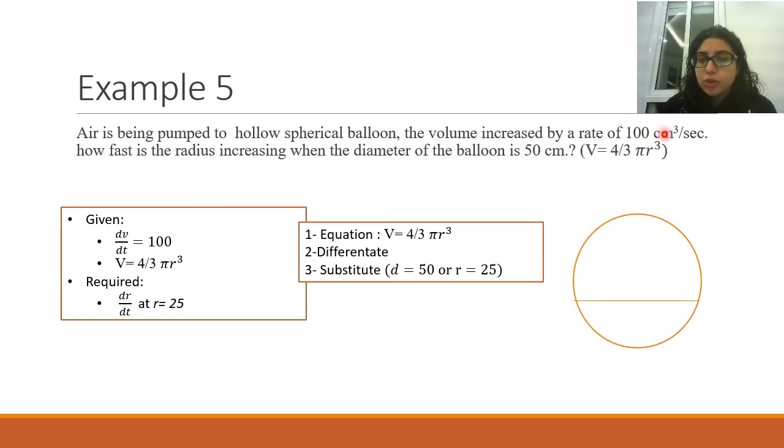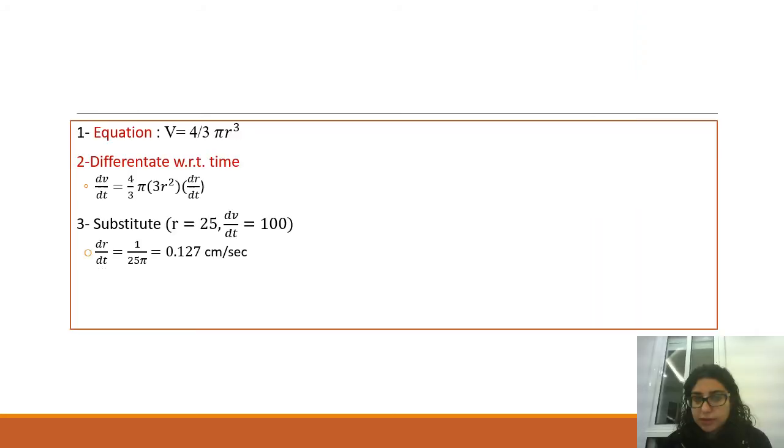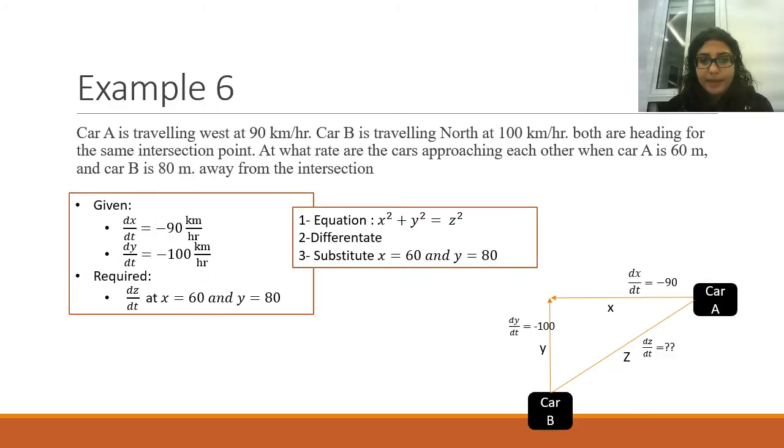And he gave us also the equation of the sphere. So I have the equation, I will differentiate it, I will substitute with the given diameter or radius. Here it is, the equation. I will differentiate: dV by dt, 4 over 3 pi r cubed will be 3r squared dr by dt, and I will substitute, and here is dr by dt. It's positive, means that it is increasing with time.